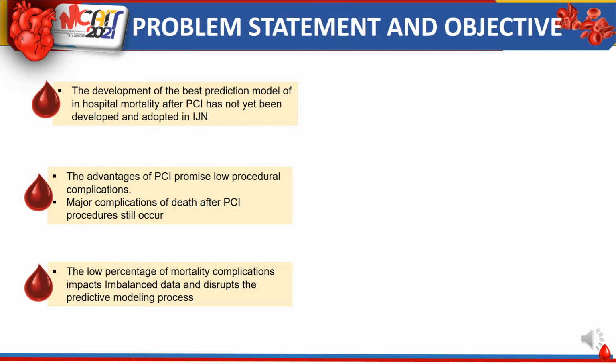Problem statement. The best prediction model of in-hospital mortality after PCI has not yet been developed and adopted in IJN. The advantage of PCI promises low procedural complication, but the major complication of death after the PCI procedure still occurs. The low percentage of mortality complication results in imbalanced data and disrupts the predictive modeling process.